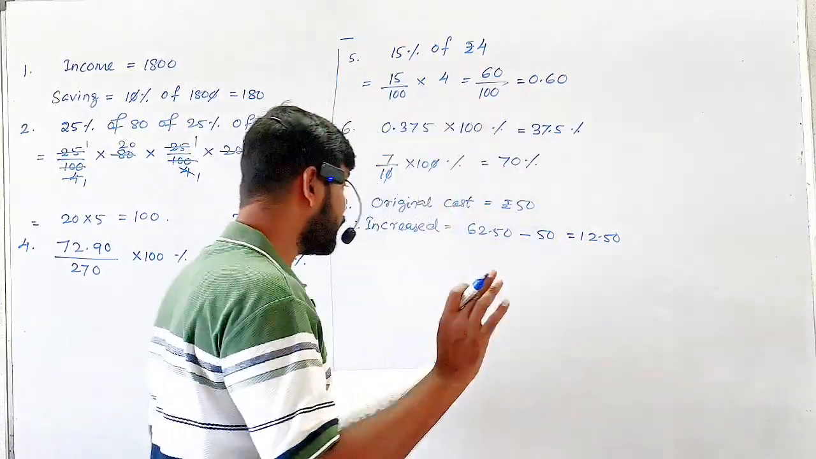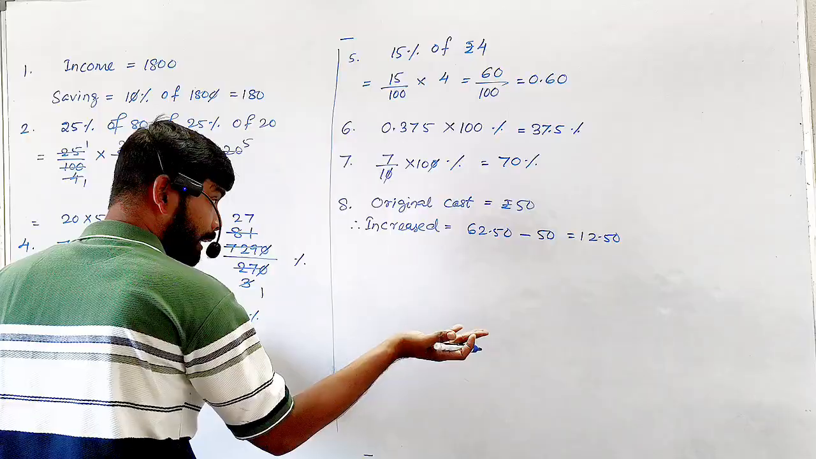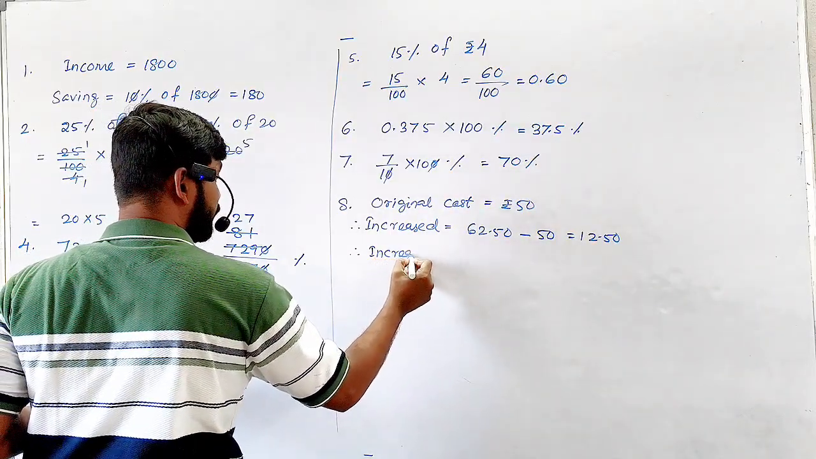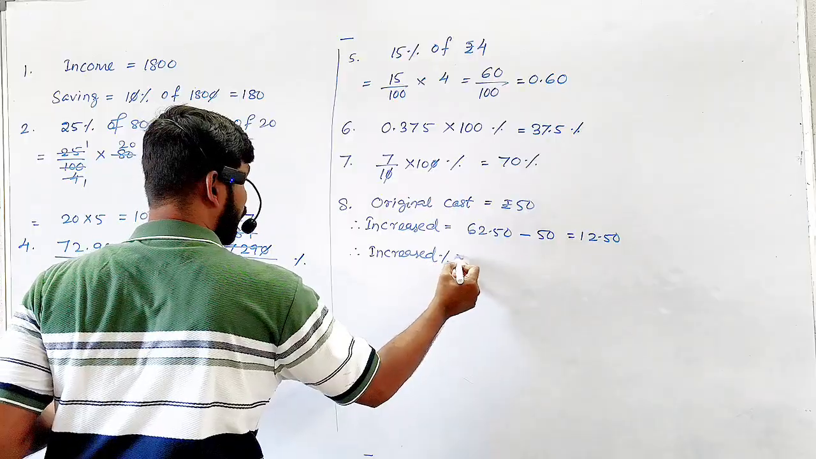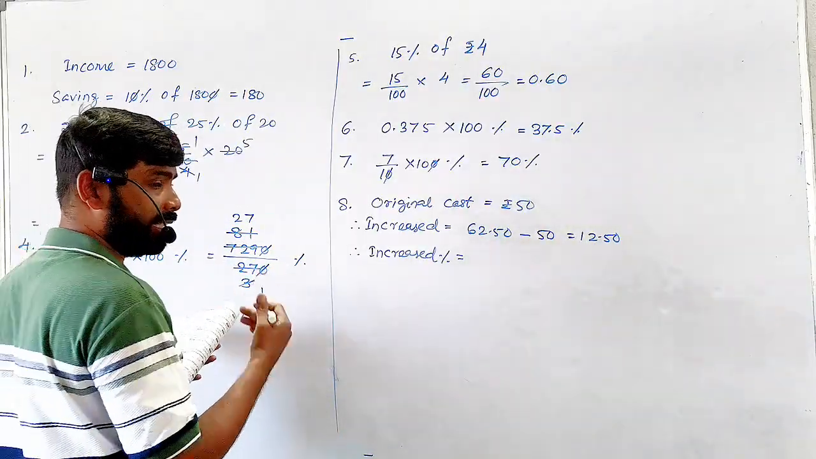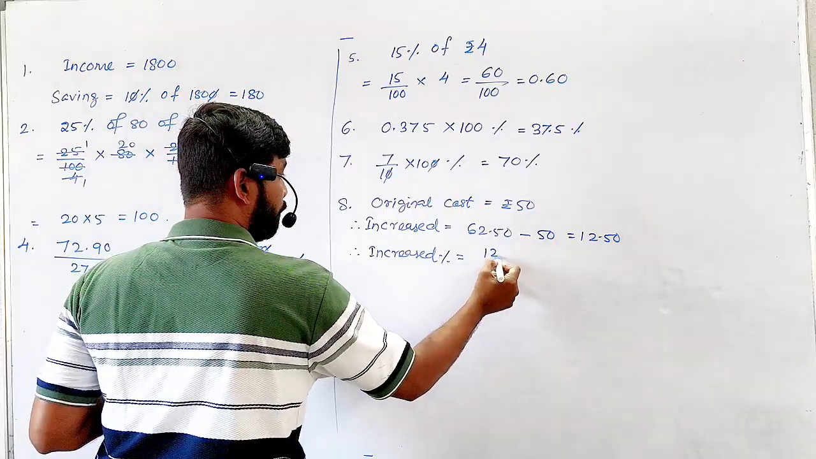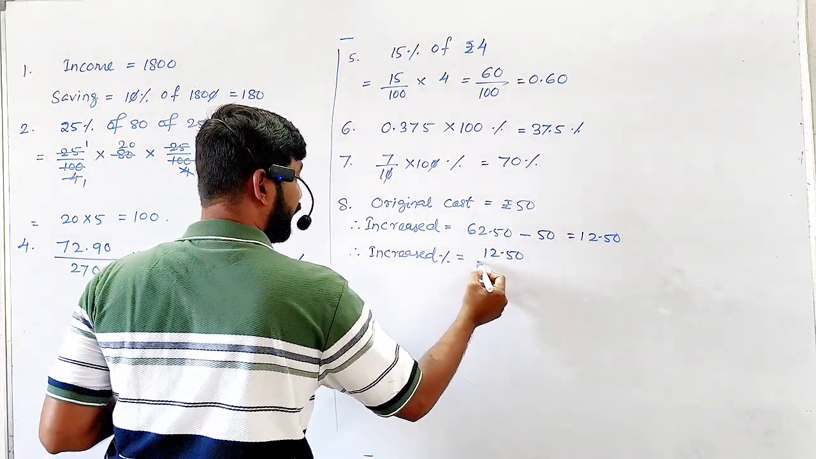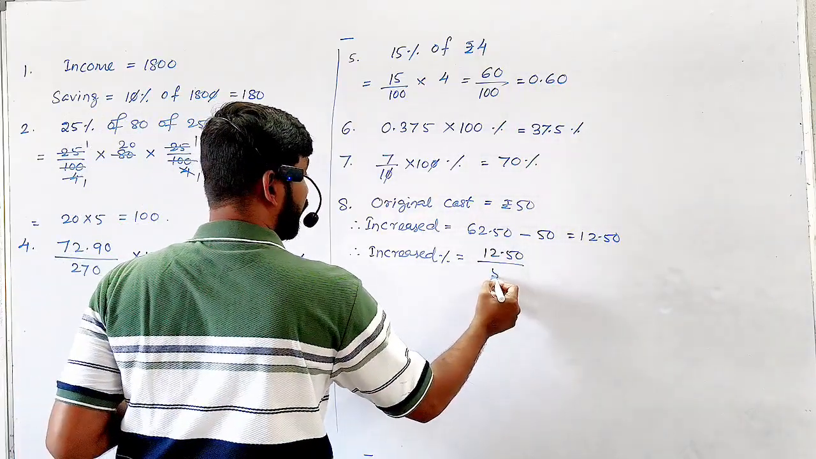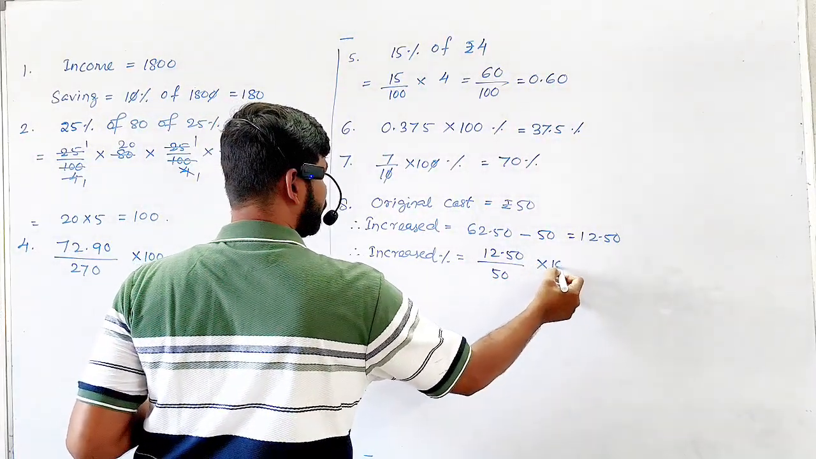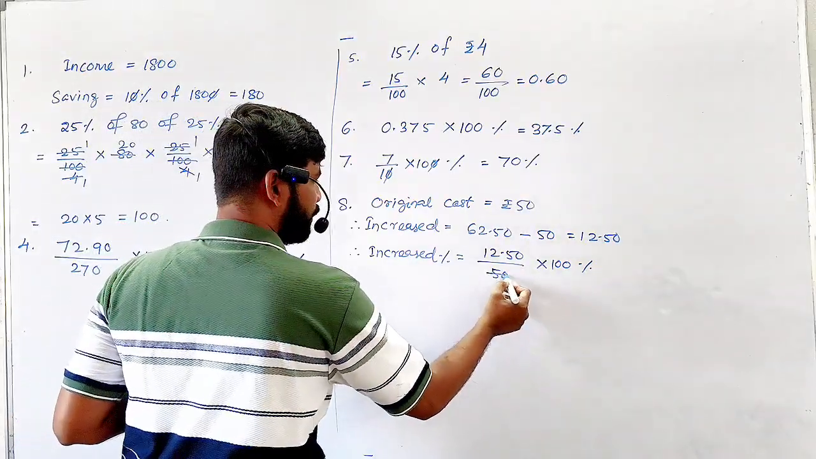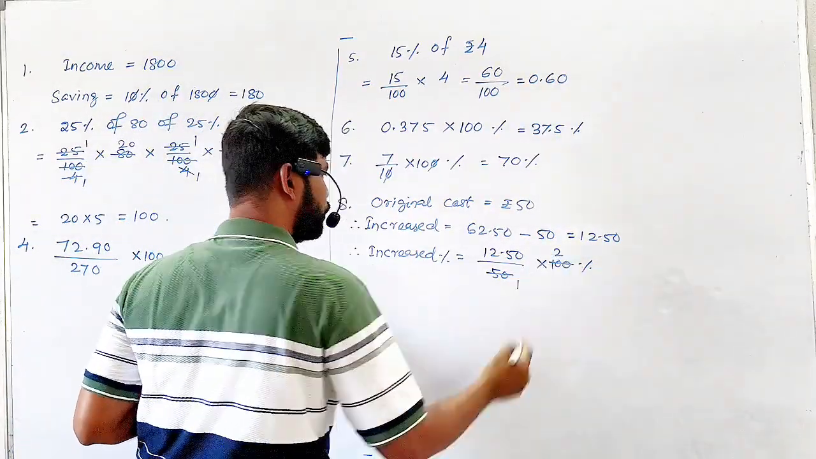So the increased percentage is asked. Increased percentage equals the formula: increase value by original value into 100%. What is the increase value? 12.50 by original value, which is 50 rupees, into 100%. Simple calculation.